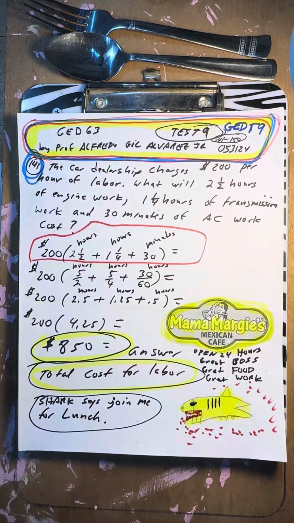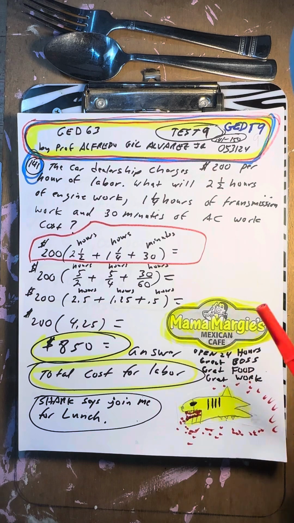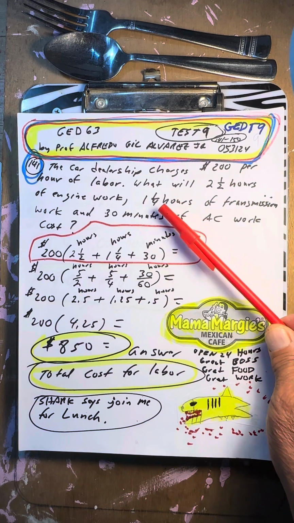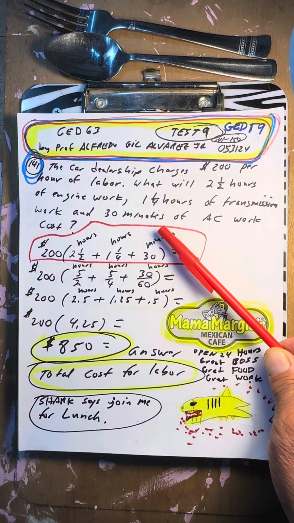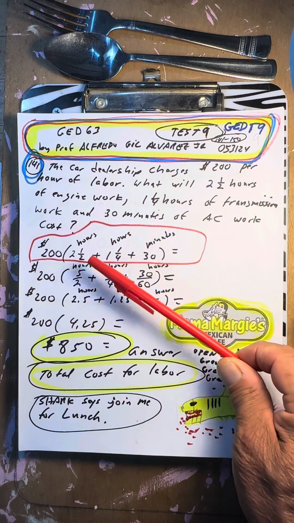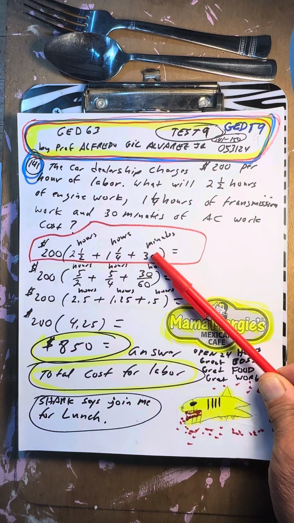You don't need this. So, the car dealership charges $200 per hour of labor. What will be 2.5 hours of engine work, 1.25 hours of transmission work, and 30 minutes of AC work? What's that going to cost? Well, 2.5 hours, 1.25, 30 minutes.